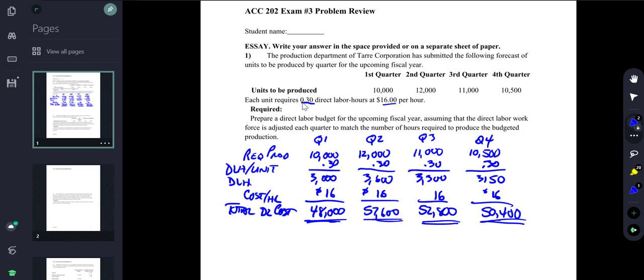Okay, so this is a direct labor budget, and the reason I'm showing you this is because you need to know how to do it on the exam. There's a chance you could see a problem similar to this. You will not see this problem, but you might see one like it.